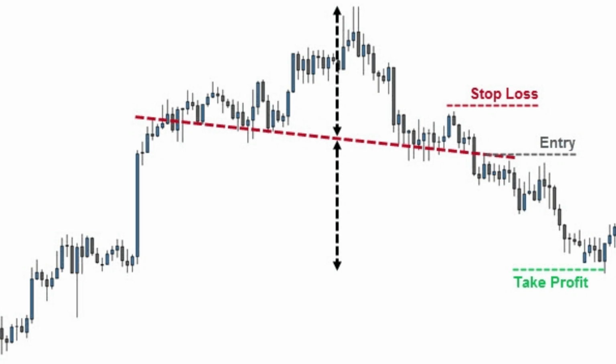Target projection and exit strategies. To determine your profit target, you can use the projected price target based on the pattern's height. Measure the vertical distance from the head to the neckline and project it downward from the breakout point. However, it's essential to adapt your target and exit strategy based on market conditions, support and resistance levels, and other technical indicators. Consider taking partial profits along the way or trailing your stop loss to secure gains.